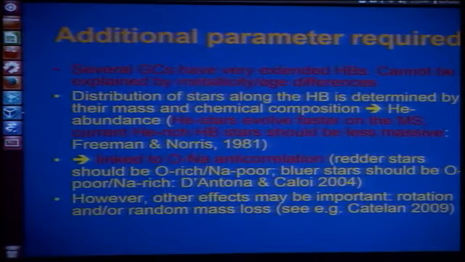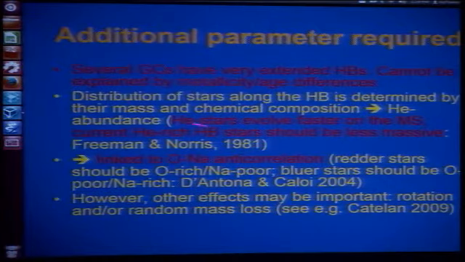And for instance, several globular clusters have very extended horizontal branches, much more extended than others. And this cannot be explained by metallicity and age difference alone. Distribution of stars along the HB, you should fix in your mind that the distribution of stars along the HB is determined by their mass and by their chemical composition. And this leads to this link with the helium abundance.